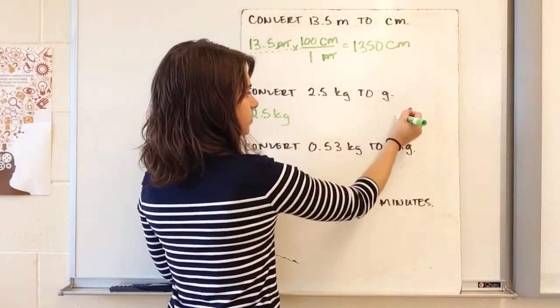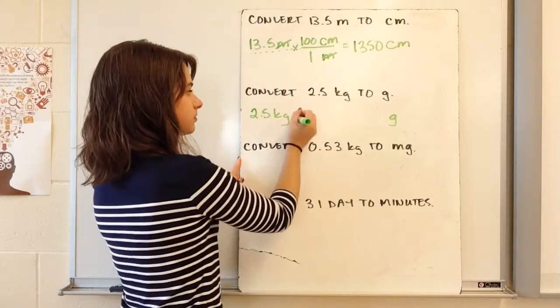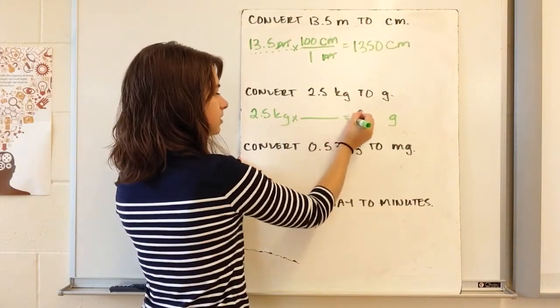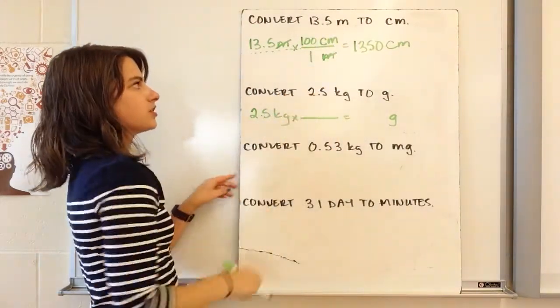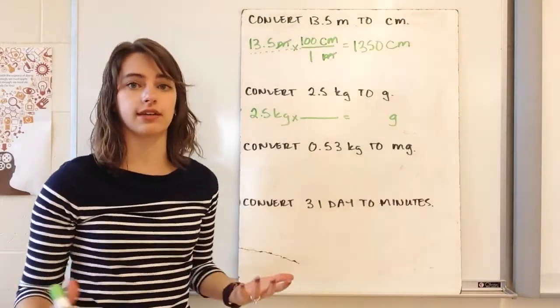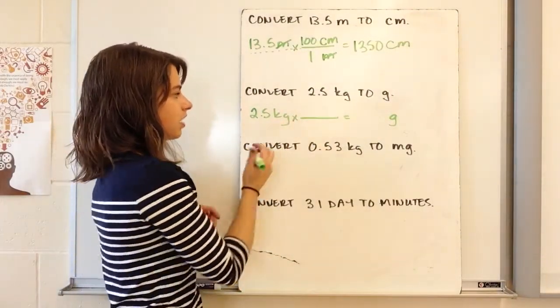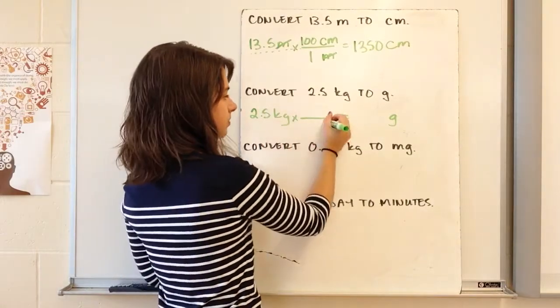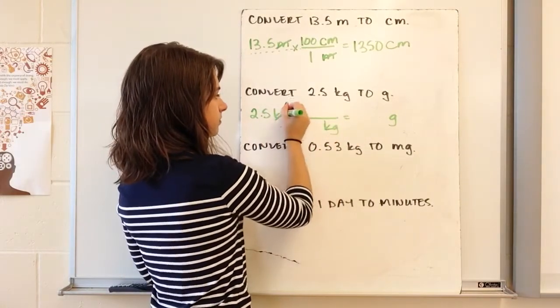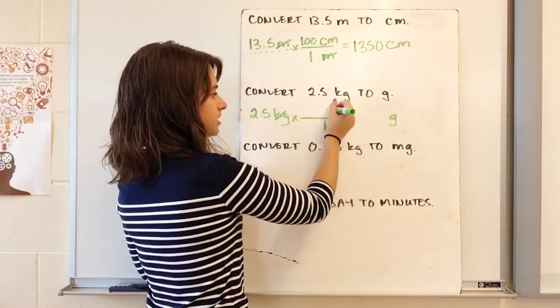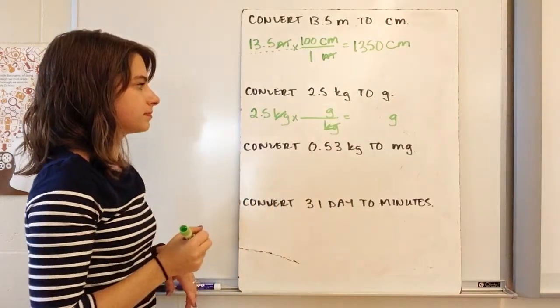I'm going to end with grams, so I'm going to write that over there. I'm going to set up my conversion factor. So this here in the middle, once you have your numbers and your units in, is called a conversion factor. I know I want kilograms to go away, so I'm going to put kilograms on the bottom. I want grams to stay, so I'm going to put grams on the top.